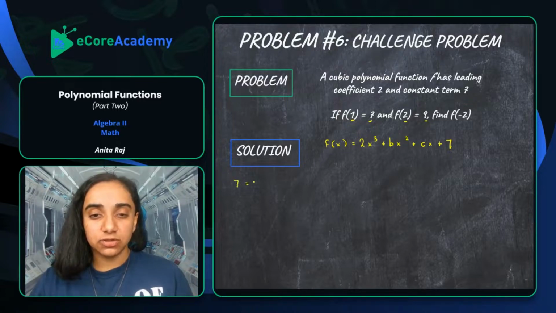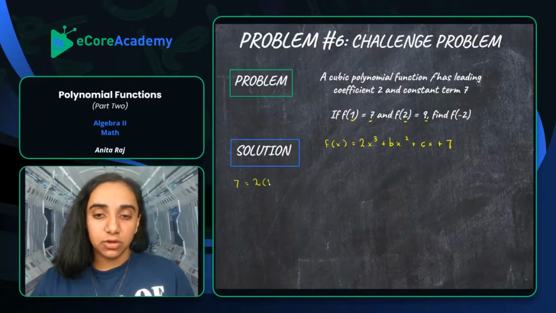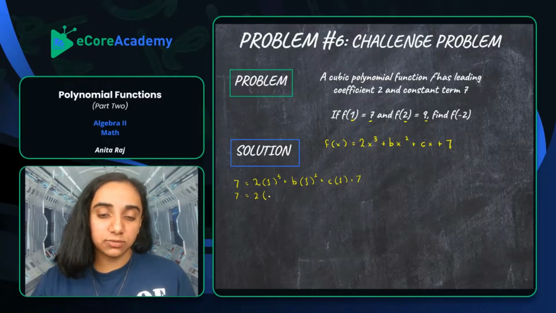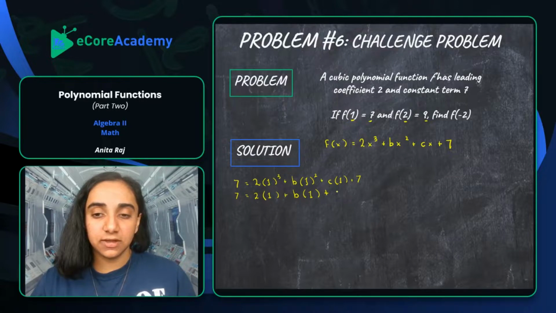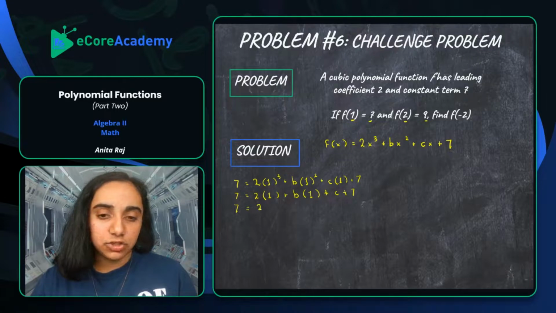So 7 is equal to 2 times, we're going to plug 1 in for x, so 2 times 1 cubed plus b, because we don't know what b is, times 1 squared, plus c, because we don't know what c is, times 1, plus 7. We're going to get 7 is equal to 2 times 1 cubed is 2, plus b times 1 squared is b, plus c, because c times 1 is c, plus 7. And then we're going to get 7 is equal to 2 plus b plus c plus 7.